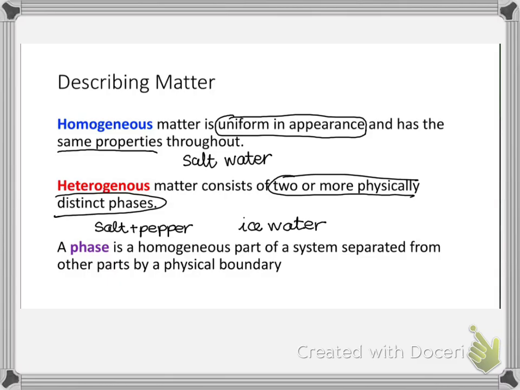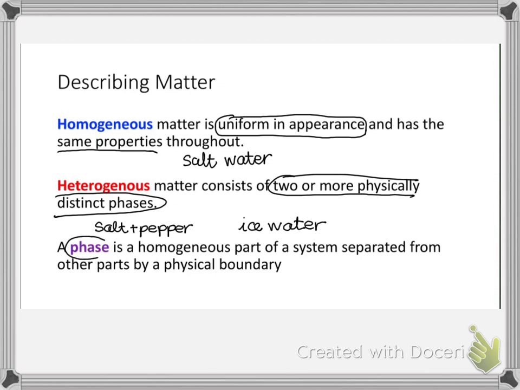So homogeneous is describing, again, something that's uniform throughout, both in appearance and properties. And heterogeneous is describing something that has distinct areas, so you can distinguish the different components in something. It could be a mixture, or like in the case of ice water, we'll see that's going to be a compound. We'll get into the definitions of and differences between pure and mixture in the next slide.